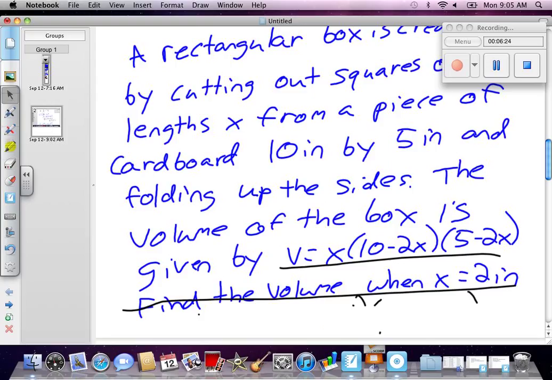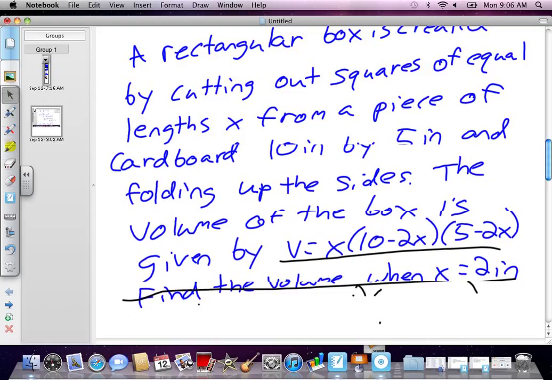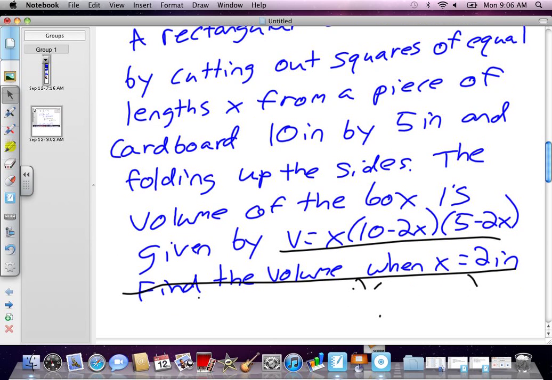All right, now this is really, really long. You don't need all of this. All you need is the part that's underlined. If you write down the part that's underlined, you're fine. But I'm going to read it to you. A rectangle box is created by cutting out squares of equal length x from a piece of cardboard 10 inches by 5 inches and folding up the sides. The volume of the box is given by V equals x times 10 minus 2x times 5 minus 2x. We're going to find the volume when x equals 2 inches. Okay? So I know there's a lot here, but the only part you have to copy down is the part that's underlined, so I'm just going to move it up.